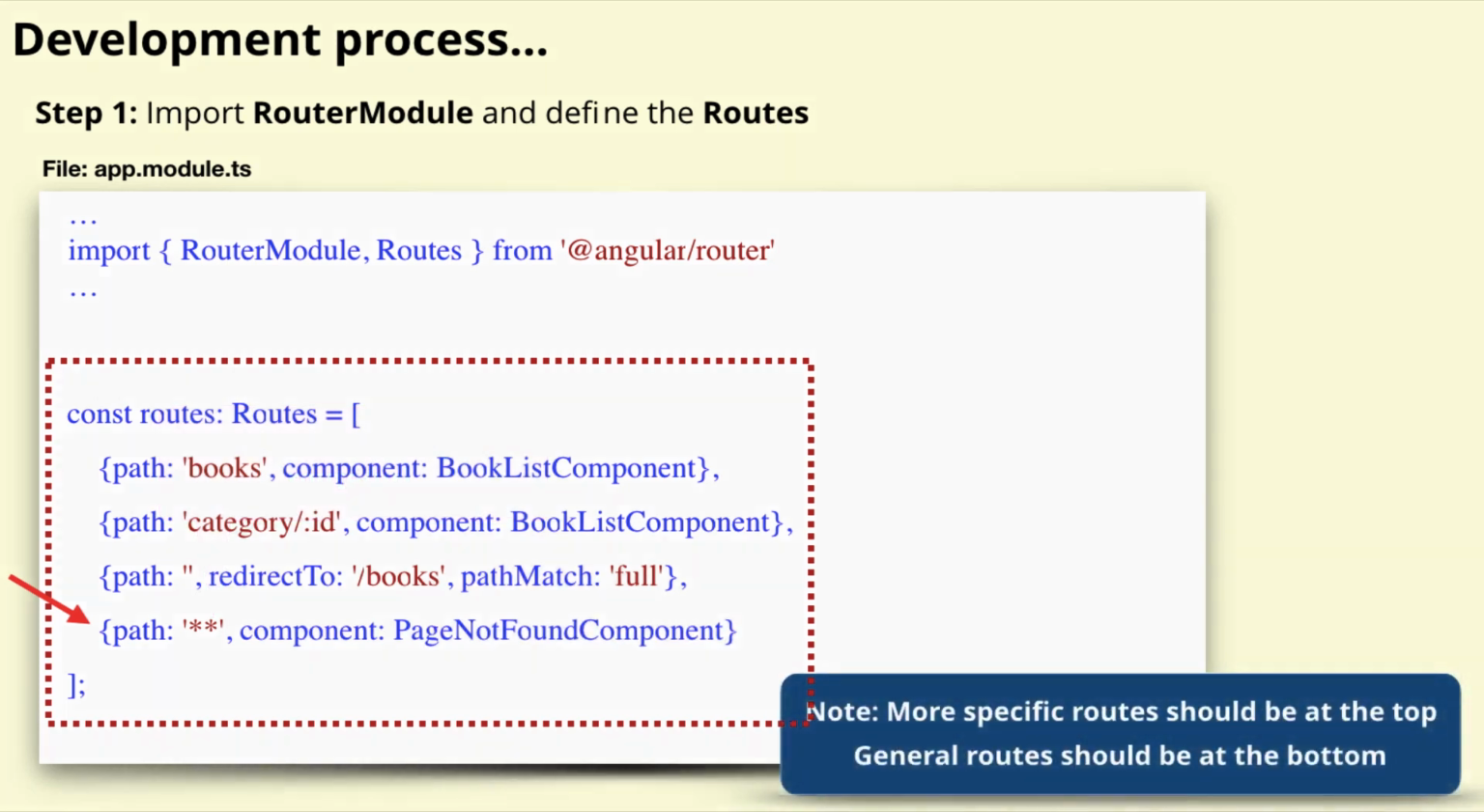One thing to note here is more specific routes should be at the top and general routes should be at the bottom, meaning the Angular router module scans the routes from top to bottom. It starts matching the routes from the beginning to the end. What if we move our wildcard route to the top of the routes? For every user action, the page not found component will be executed. That's not what we want to do. So that's why we have moved the wildcard route to the end of the routes. So more specific routes should be at the top and general routes should be at the bottom.